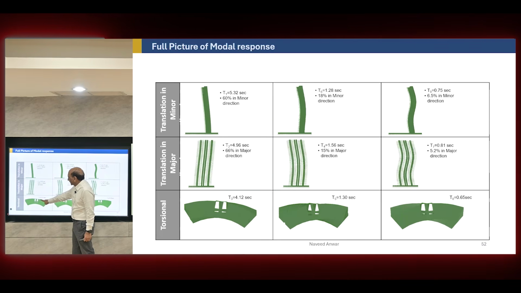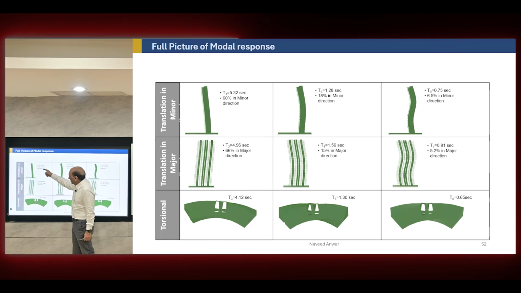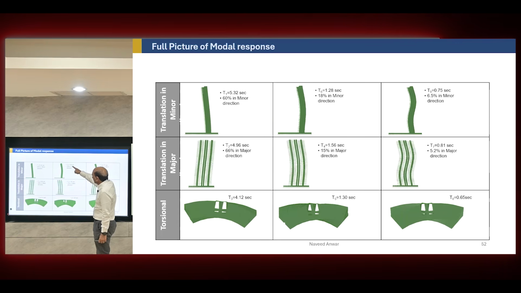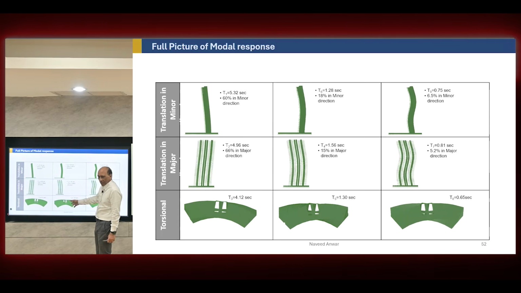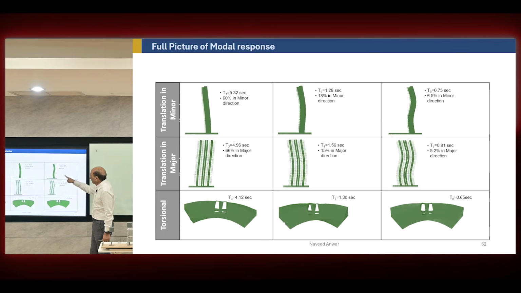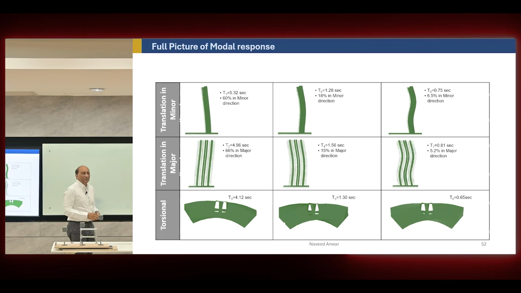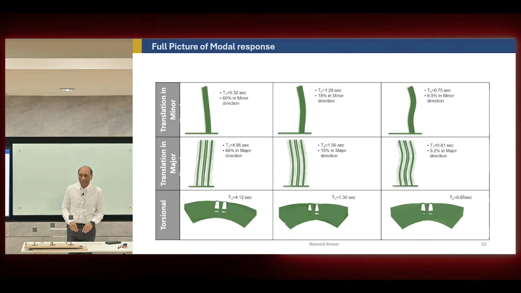And then mode 3, 4 seconds. So this range is 5, 4, and 4, good order. This one is 1.2, 1.56, and 1.30. So they are in the same order. And these were all 0.75, 0.81, 0.65. So you can see the big jump in the period from 5 to 1 or 2 points, right? This is a typical thing that you expect in a tall building to happen.